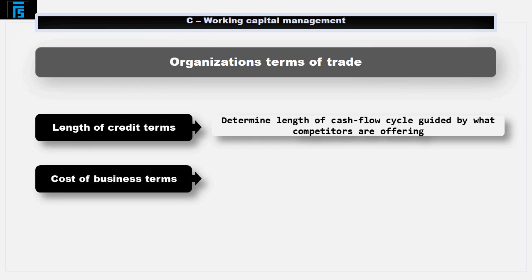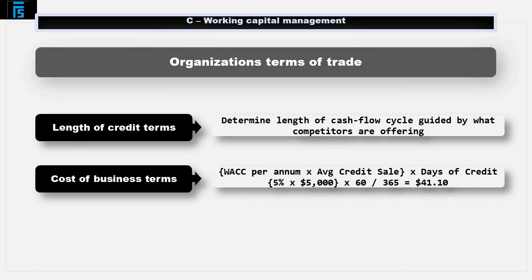When deciding on their terms of business, organizations should calculate how much the proposed terms of business will cost them. For example, if the weighted average cost of capital of an organization is 5% per annum, and the average credit sale is $5,000, they offer their customers 60 days credit. The cost of this is $5,000 at 5% and then 60 over 365 days. This is $41.10. So the cost of financing these credit terms will be $41.10 for the average customer.